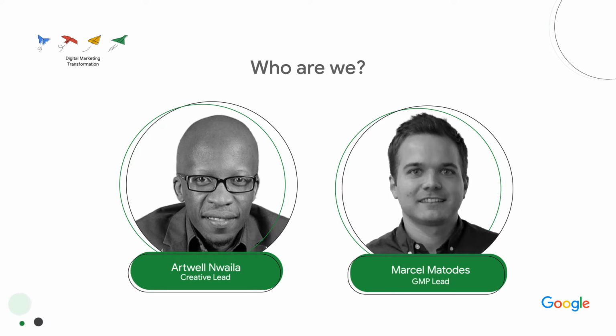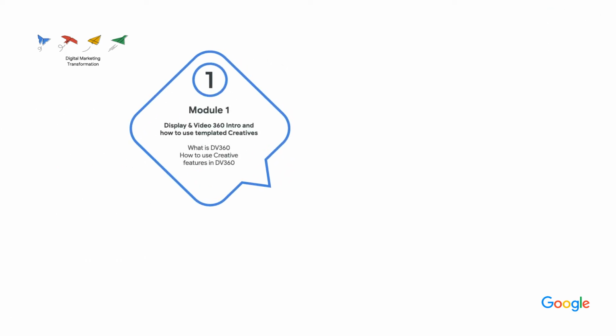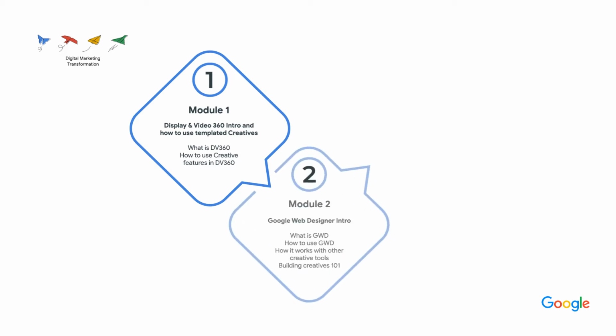But I'll quickly give you an overview of what each of the modules will cover. Module 1 is an intro to DV360. Marcel jumps into creative templates, the creative canvas, and all the different features that you get in DV360. Today, we then look at Google Web Designer. We look at the intro, how the tool is used, why it is important, and the user interface.